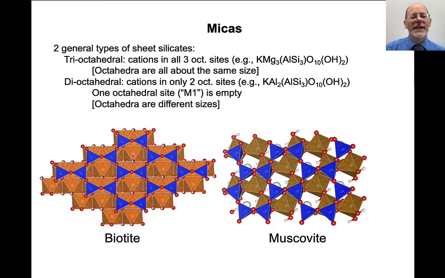Okay, so like I said before, you can have trioctahedral micas where all 3 octahedral sites are occupied, like phlogopite here. Or you can have dioctahedral micas where only 2 of these octahedra are occupied.